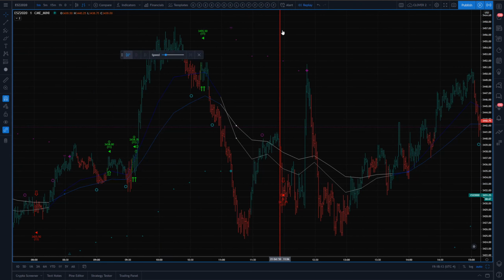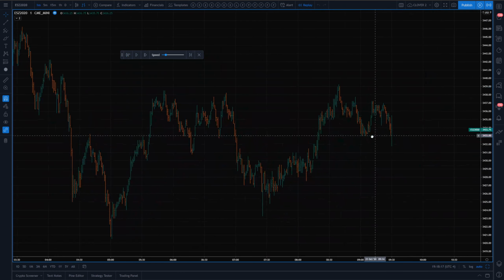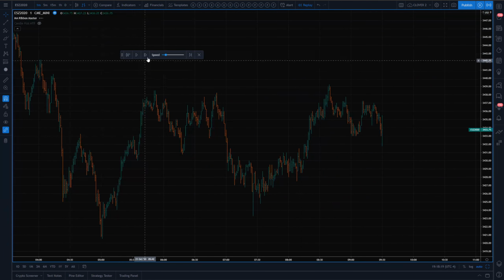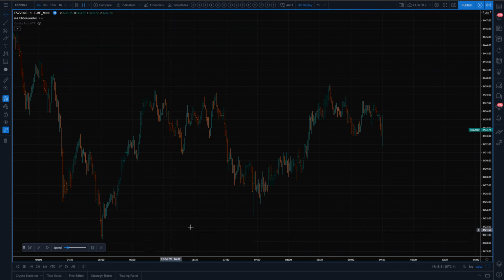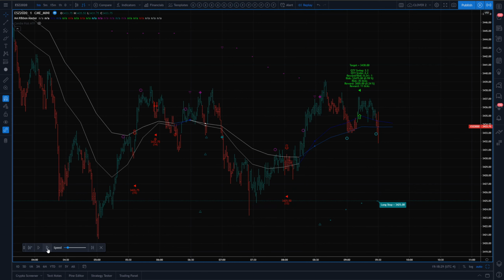And if I do bar replay really quick, and I go back in time to this location, and I just walk forward. So right now we've got this most recent trade, and it's showing all the text that I want.